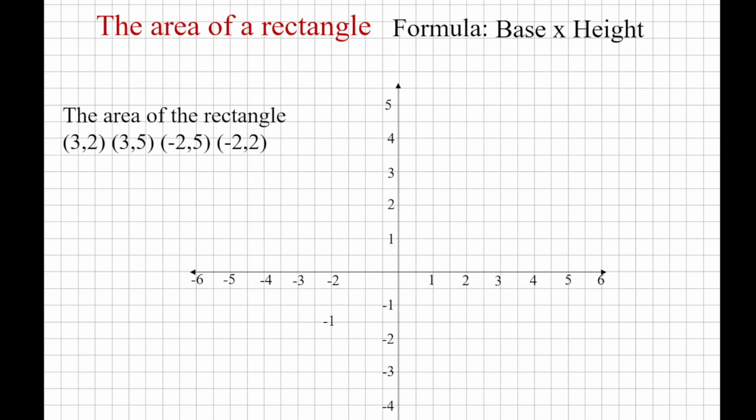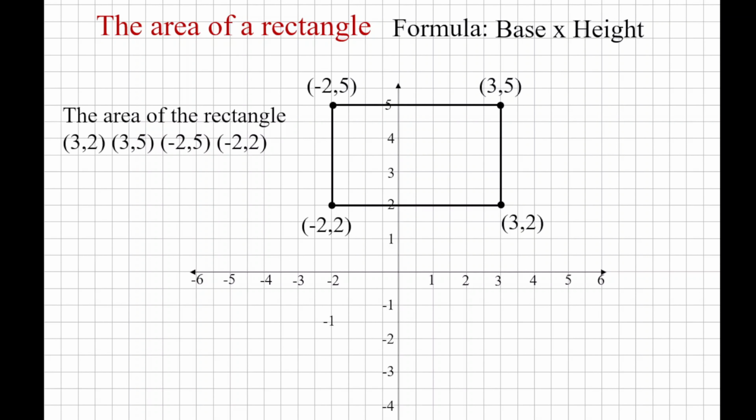In the second example, we first plot the points (3, 2), (3, 5), (-2, 5), and (-2, 2). Now we draw the lines that form the rectangle. We can see that the base of the rectangle is 3 minus negative 2, or 5, and its height is 5 minus 2, or 3. Using the formula, the area of the rectangle is 5 times 3, which is 15.